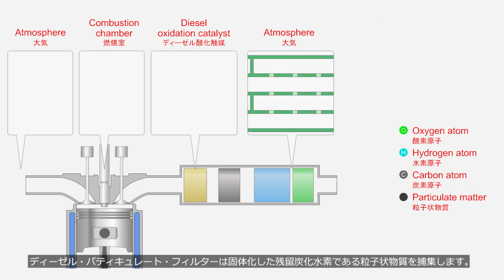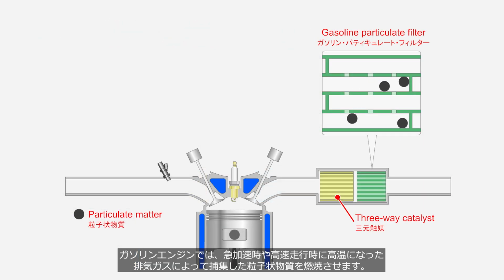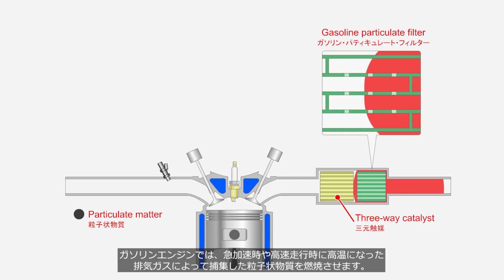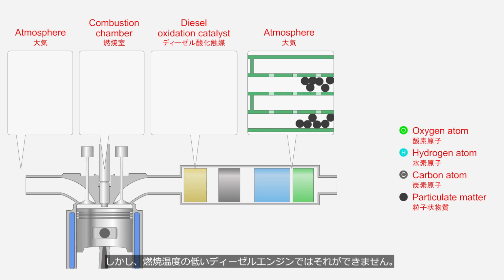The diesel particulate filter captures particulate matter formed from unburned hydrocarbons that have solidified. In gasoline engines, the captured particulate matter is burned off by the high-temperature exhaust gases during rapid acceleration or high-speed driving. However, this is not possible in diesel engines due to their lower combustion temperatures.